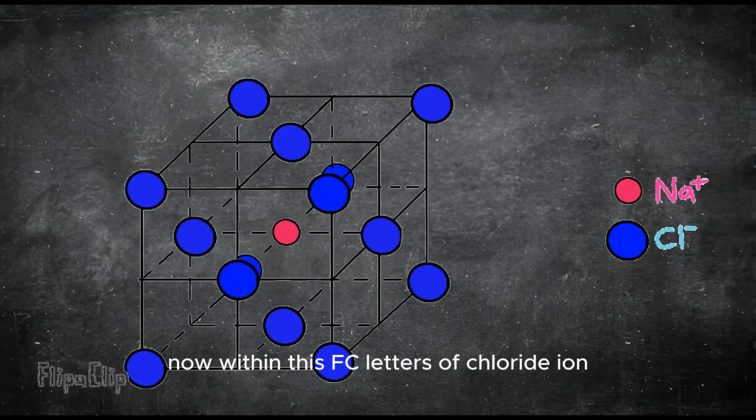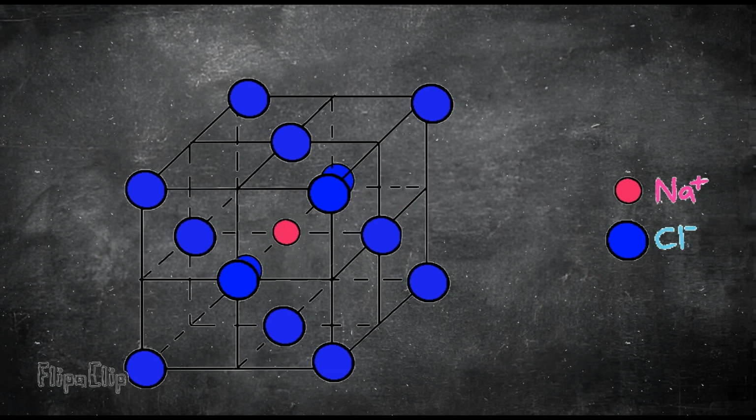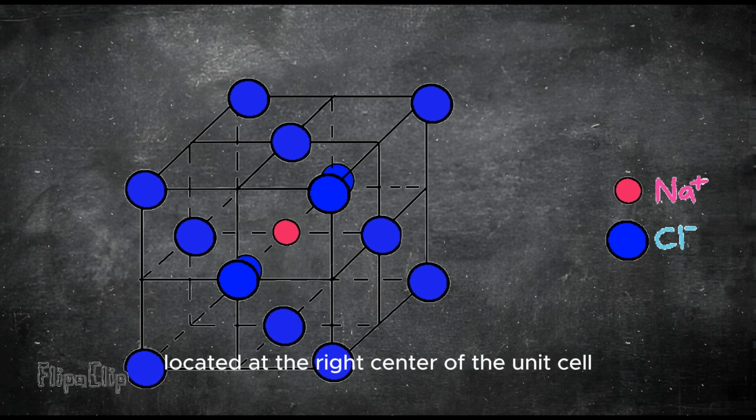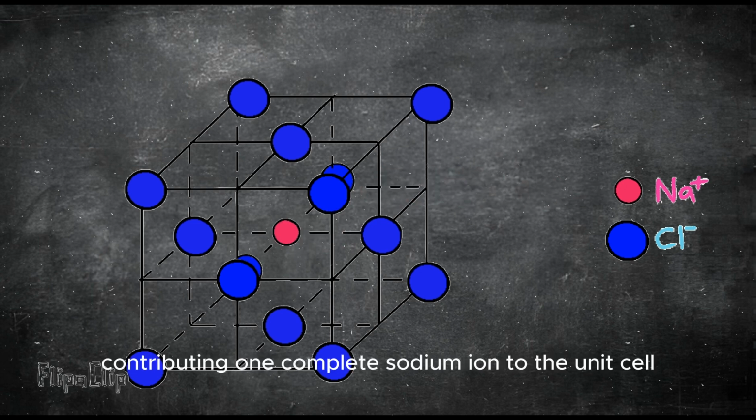Now, within this FCC lattice of chloride ions, there are spaces known as octahedral voids. These voids are significant because they provide the locations where the sodium ions reside. There is one key octahedral void located at the body center of the unit cell. This central octahedral void is fully occupied by a sodium ion, contributing 1 complete sodium ion to the unit cell.